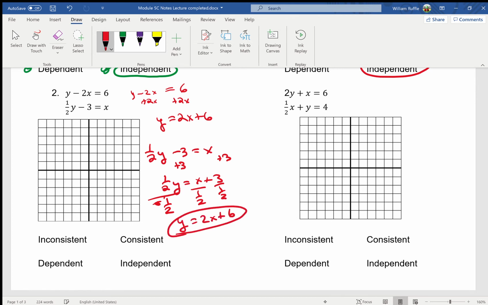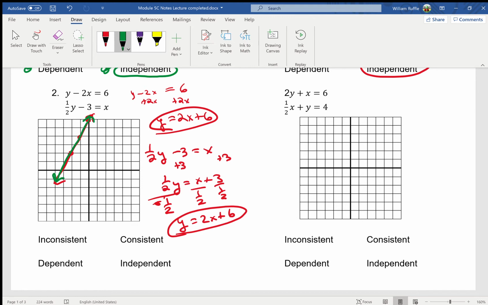Now if you notice, they are the same line, aren't they? So if I were to graph this up, go up to 6. Now I can't go up, so I got to go back down 2, backwards 1. That's my first line. If I draw my other line, it's right on top of the other line.